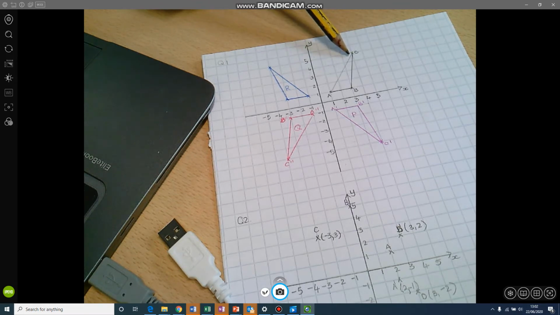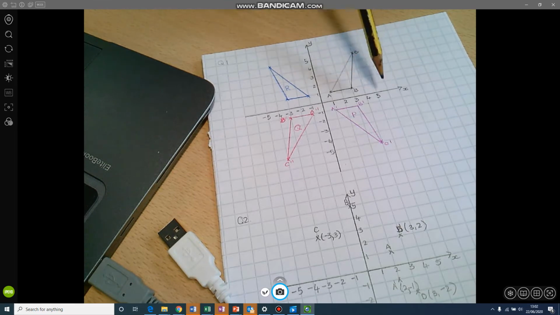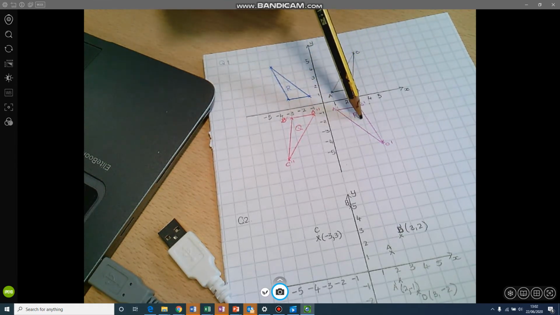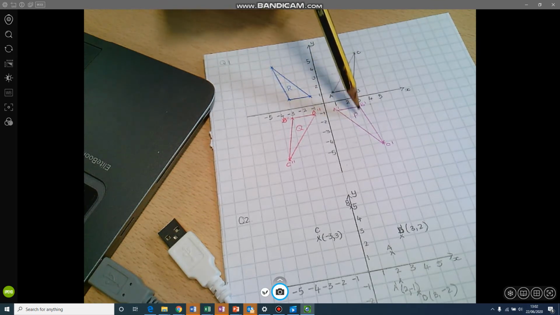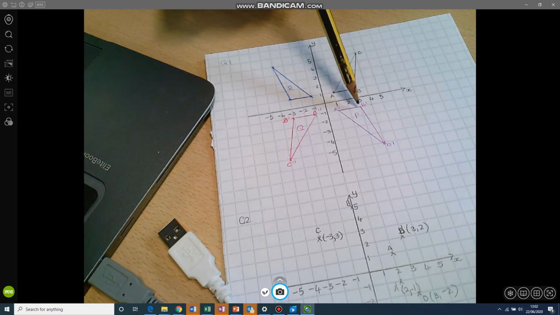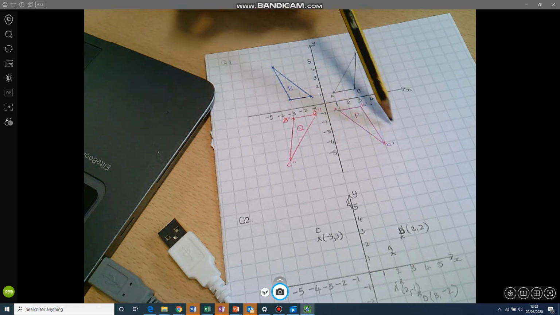So when we're reflecting in the x-axis, the x-axis becomes the mirror line, and then when we do the reflection, it's going to land below the triangle, as we can see here. So we can see our reflected points become (1, -1), (3, -1), and (4, -5).